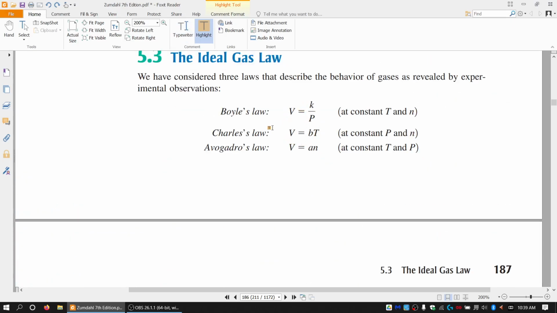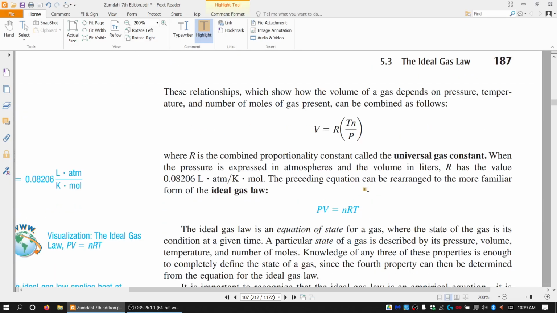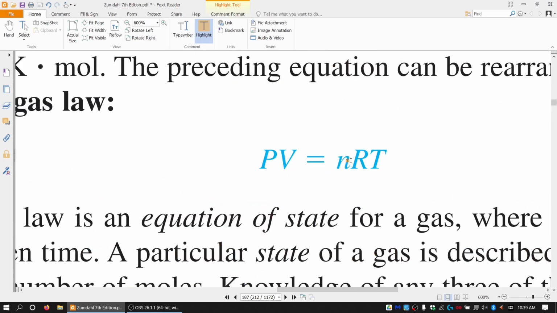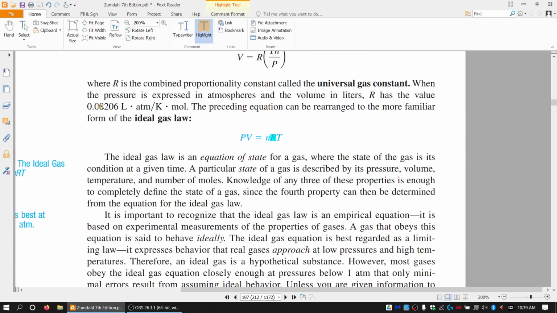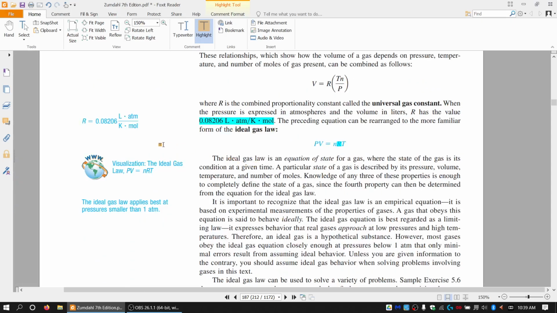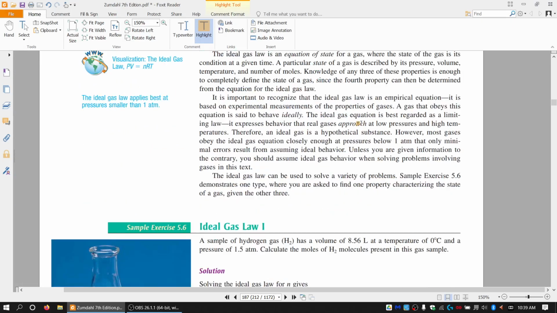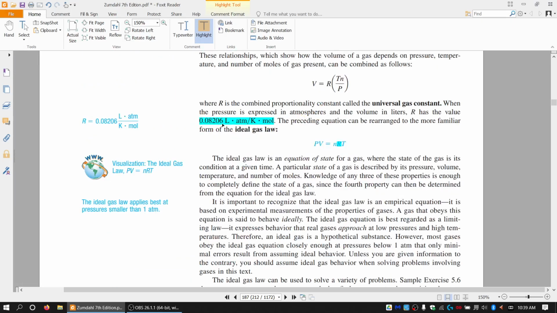In order to make them equalities, we needed to introduce a constant K, B, and A for each respective law. Well, for the universal gas law, we combine those constants into a constant R. And that constant is equivalent to this value here, 0.0821 liter atmospheres per mole K. If you look at your AP appendix, it's going to be listed there for you. It's also probably a good idea to program this in your calculator as well as memorize it.